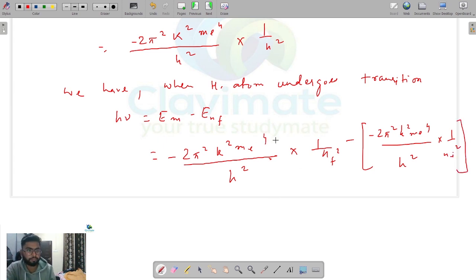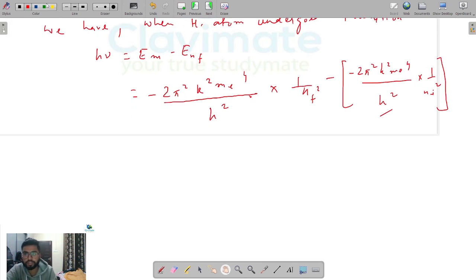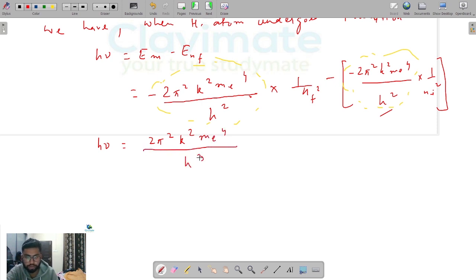Now taking this term common from both of the sides, we will have h nu equals 2 pi square k square m to the power of 4 by h cube multiplied by 1 by nf square minus 1 by ni square.